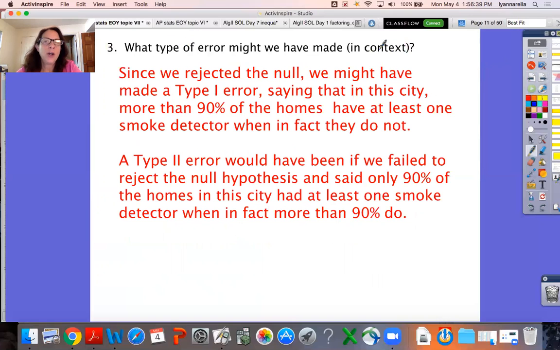Okay, so what type of error might we have made? Remember, if you reject the null, then that's a type 1 error. If you fail to reject the null, if your final conclusion is we did not reject it, then that's a type 2 error. So since we did reject the null, we may have made a type 1 error, saying that in this city more than 90% of the homes have at least one smoke detector, when in fact not more than 90% of the homes have at least one smoke detector. A type 2 error would be if we failed to reject the null and said only 90% of the city had at least one smoke detector, when in fact more than 90% did.